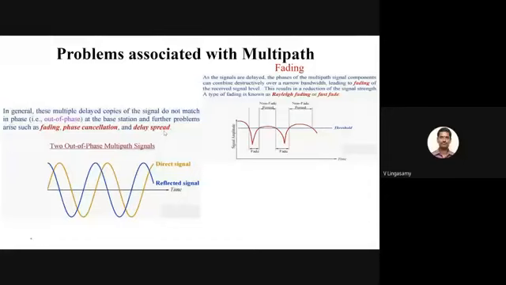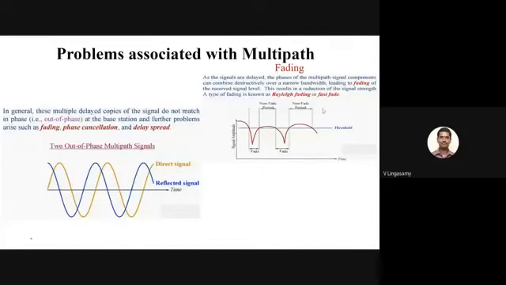So fading: as the signals are delayed, the phases of the multipath signal components combine destructively over a narrow bandwidth. When the signals are delayed, it may create destructive interference, which means two signals are coming in exactly opposite phase. What will happen? They will combine destructively, and then you will get fading. Basically, the signal amplitude gets diminished. It will be reduced, leading to fading of the received signal.